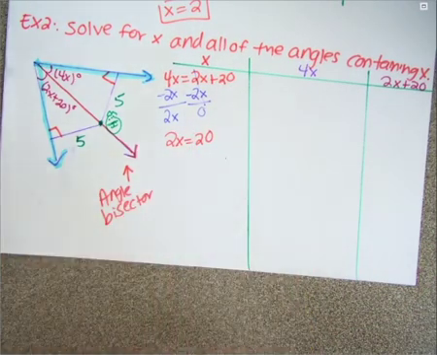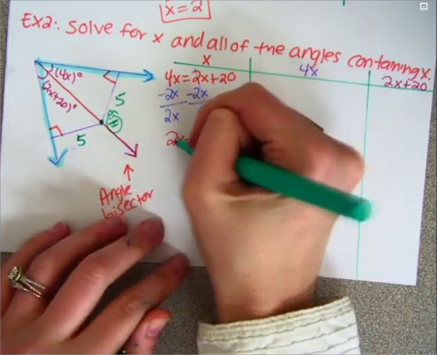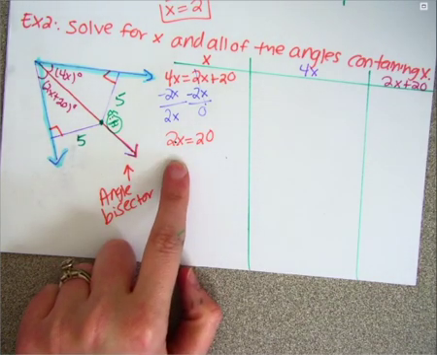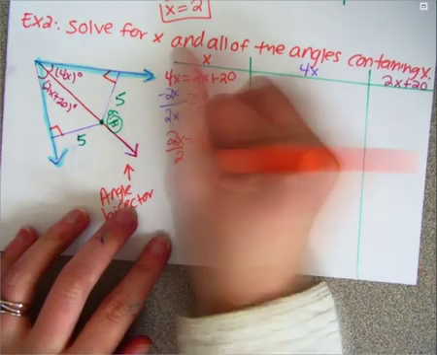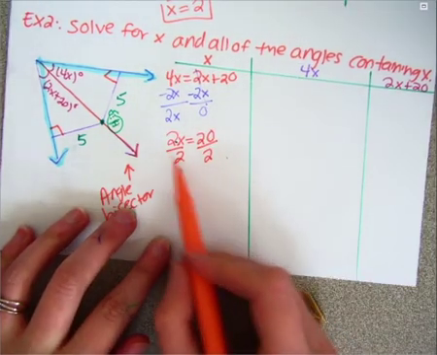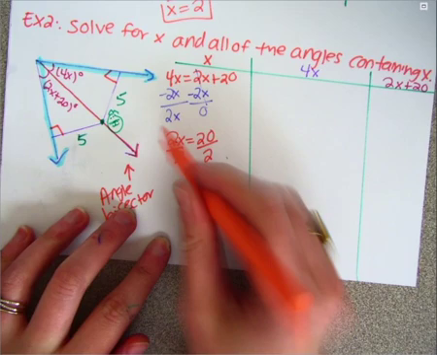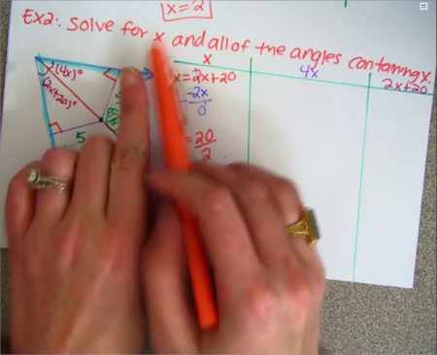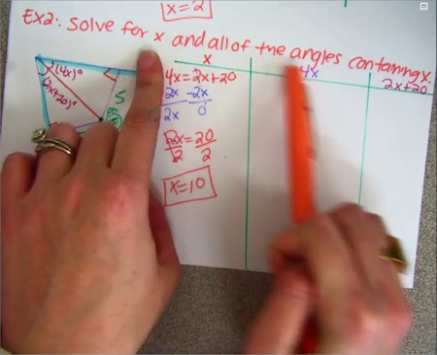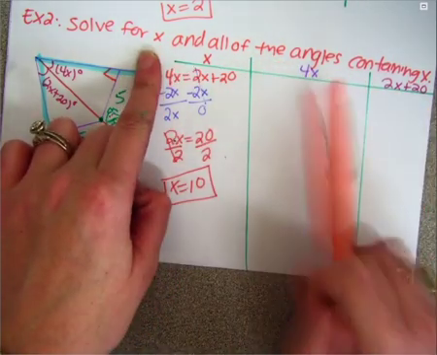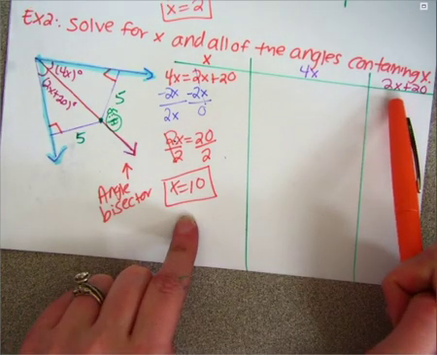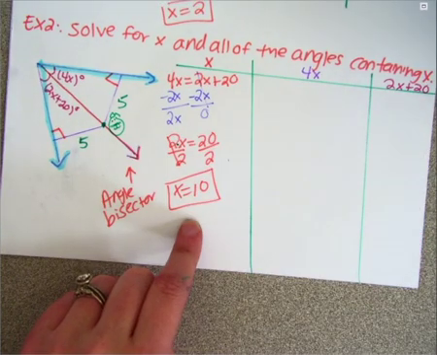The 2 and the x are secretly multiplying each other, so the way I get x by itself is by dividing by 2 on both sides. 2 divided by 2 cancels and turns to 1, and 20 divided by 2 is 10. So x equals 10, you guys. Yay! Now, not only do I have to solve for x, I also have to find all the angles containing x. I need to find what this angle is and this angle. Since I know x is 10, I can substitute in 10 for x.